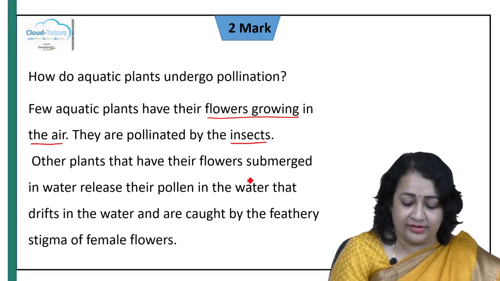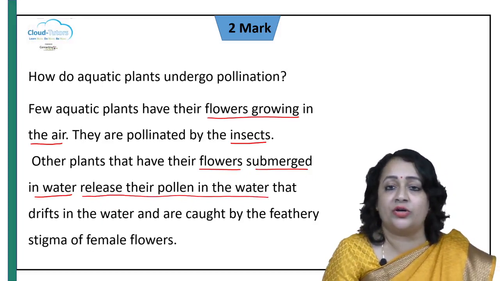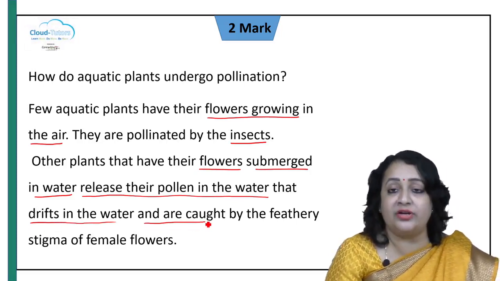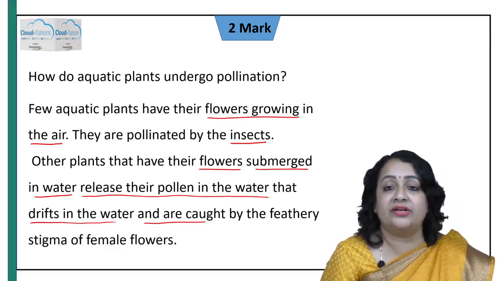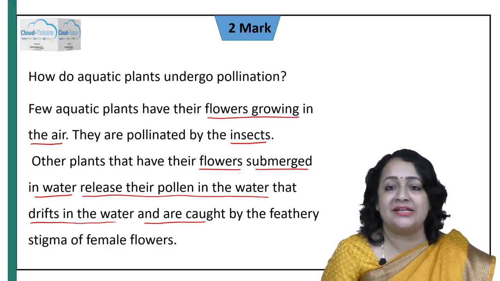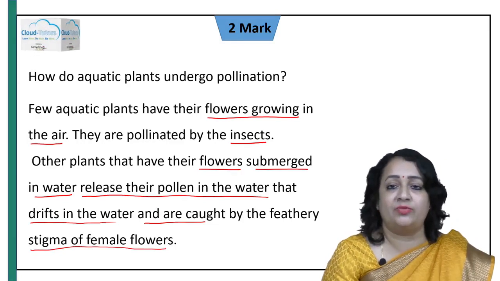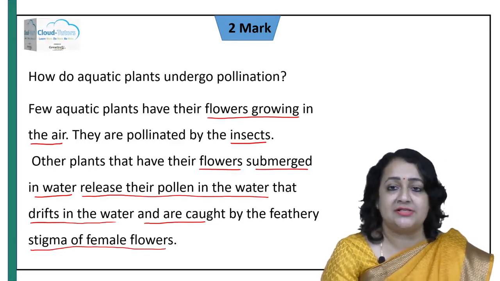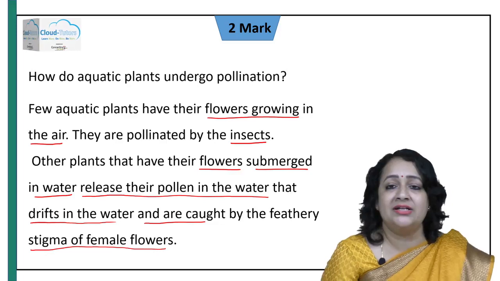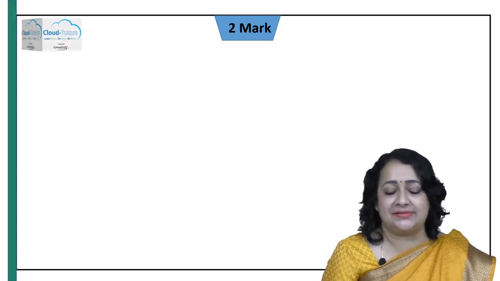Then for other plants, if the aquatic plant has flowers inside the water, the flower will be submerged in water and release its pollen grains into the water. The pollen grains will drift with the water and be carried to the feathery stigma of the female flower. All this will happen inside the water. So if the flower is in the air or growing outside the water, insects or air will help in pollination. Suppose the flower is inside the water, then the pollen grains will be carried by the water to the stigma of the female flower. That is how pollination happens in aquatic plants.